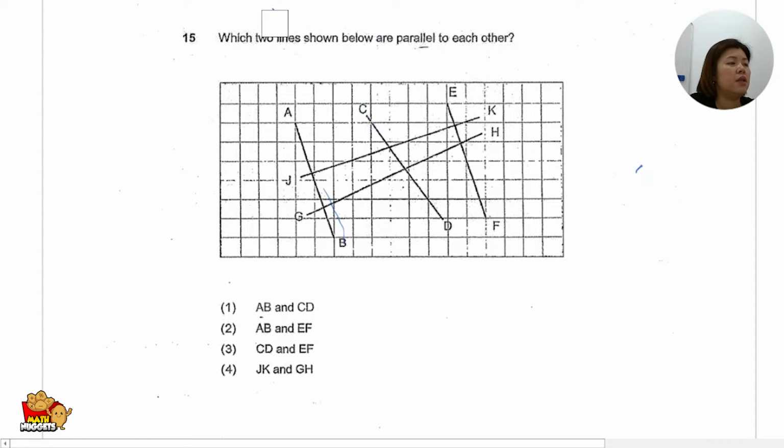Next, let's go for A, B, and E, F. A, B, E, F. Okay, wait a minute. Let me erase everything first. Okay, let's start again.